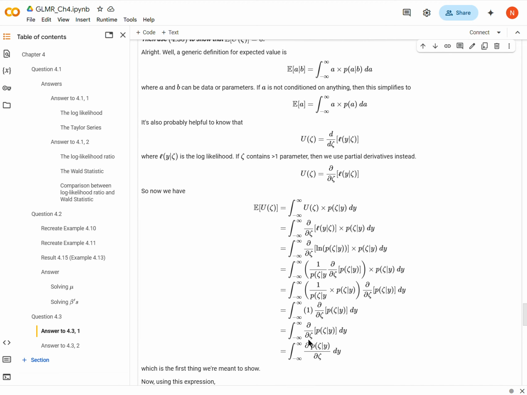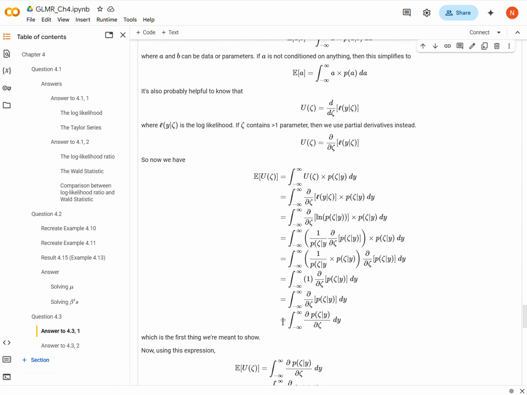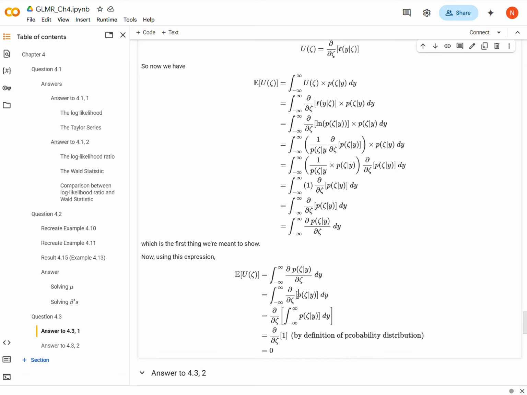So the next thing we're supposed to do is to show that this expression equals 0. I take my expected value of the score function again, which we've just shown to be what we're supposed to show it to be. I'm going to rewrite this for a little clearer notation. So I have the derivative of that, and it turns out that I can take the derivative and the integral in either order. So I'm going to take the derivative outside of the integral.